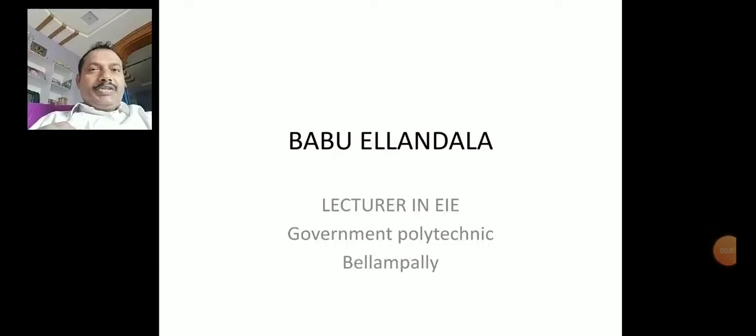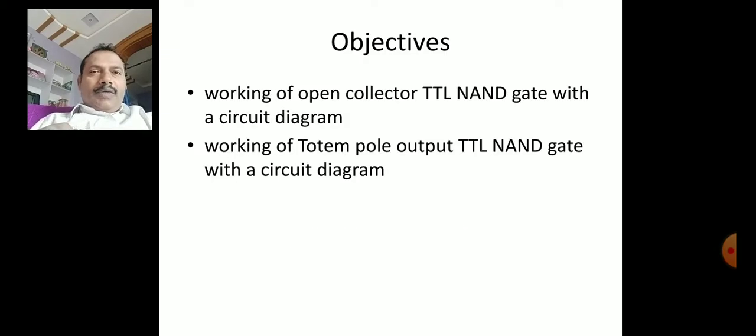Welcome to the lectures on digital electronics. In this class, our objective is the working of open collector TTL NAND gate with circuit diagram, and the working of totem pole output TTL NAND gate with circuit diagram. So this is the objective of this lesson.